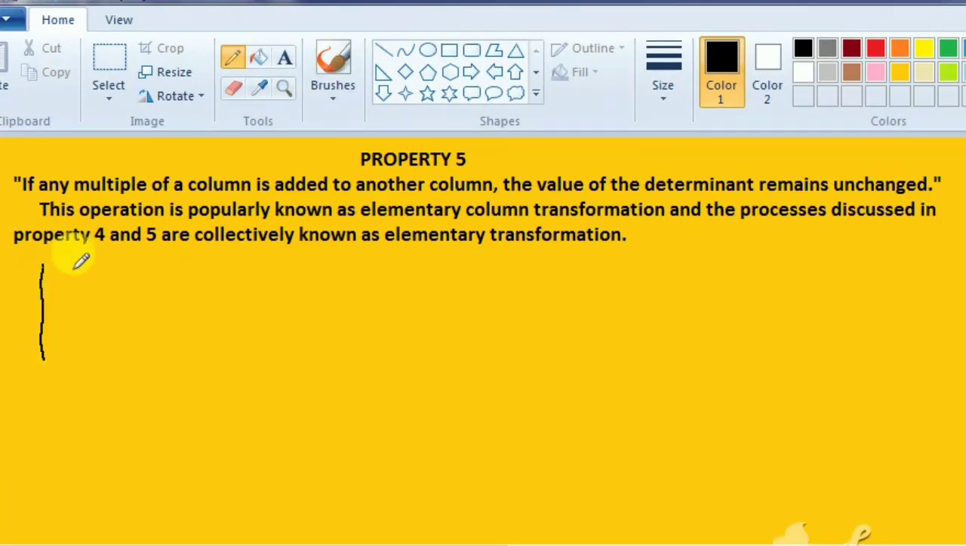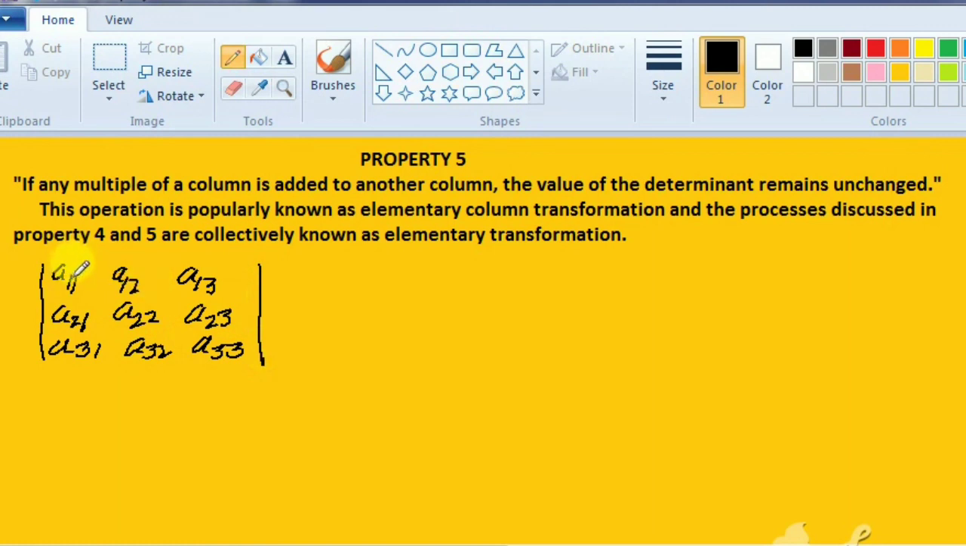Let we have a determinant A11, A12, A13, A21, A22, A23, A31, A32, A33. So now we may add any multiple of any column to any column. The value of the determinant remains the same.